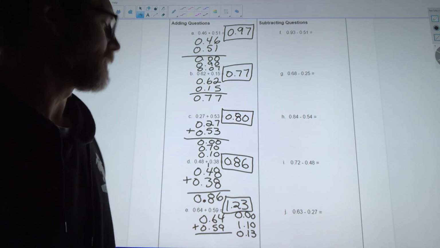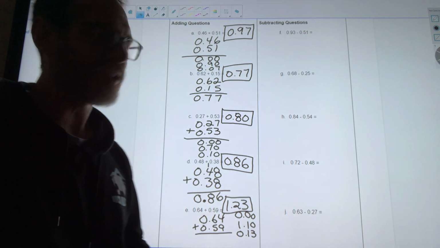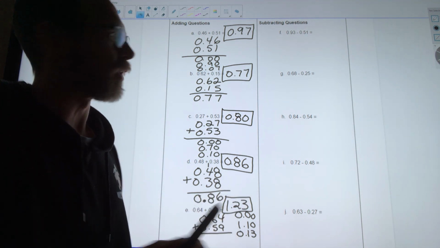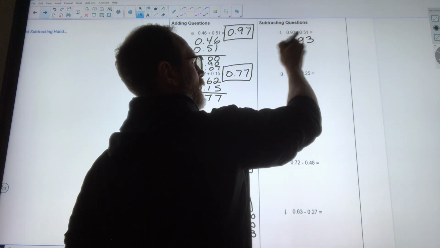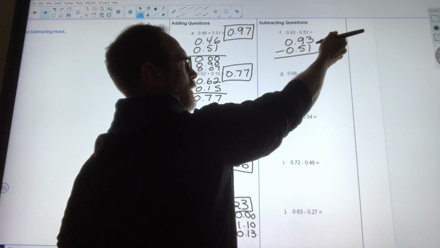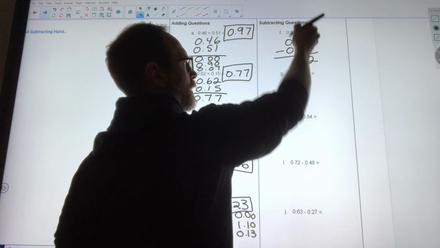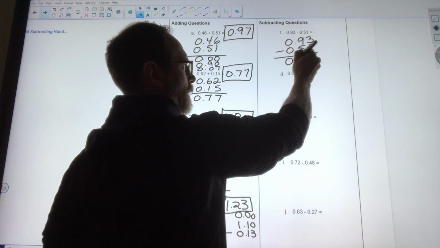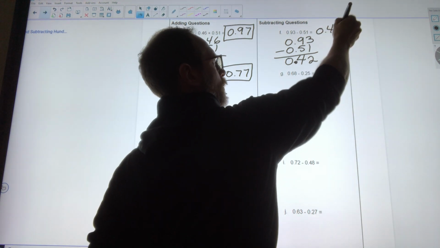For subtracting, I'm going to do the stacking, and if I need to regroup, I'll do borrowing. I don't think there's any regrouping in this one here. It's 0.93. If I subtract 0.51, if I start on the hundredths, 3 minus 1 is 2, 9 minus 5 is 4, and 0 minus 0 is 0. I have to make sure I drop my decimal where it belongs, and my answer is 0.42.